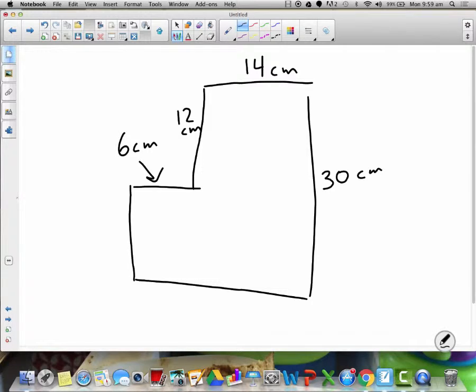Right. What do we do? I'll let you draw that. Do draw that, thank you. What's the first thing we do? We've got to find the area. I'll let you draw that. I can see we're not all there yet.